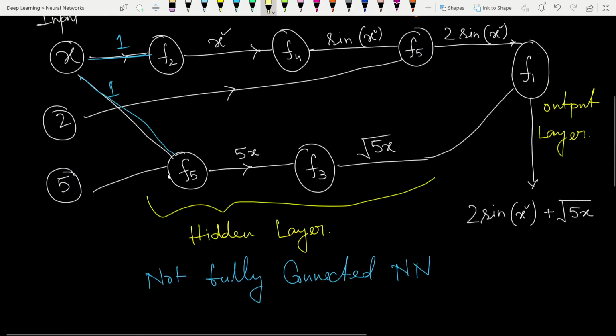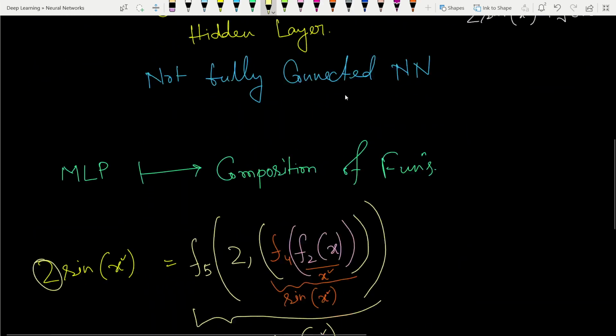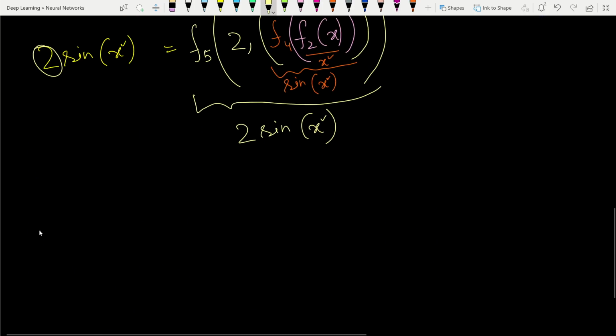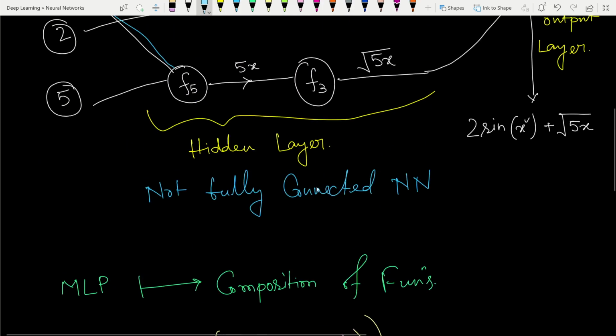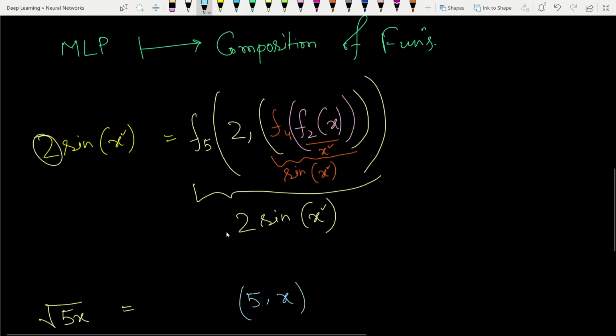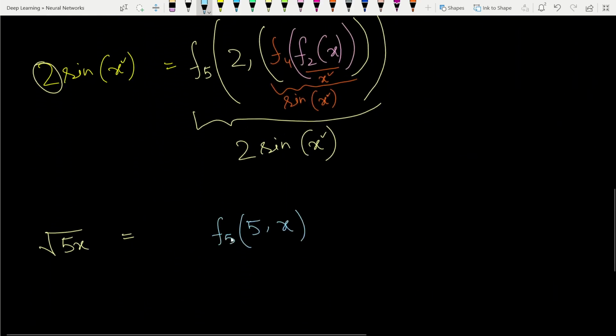Now let's make the composition for the other part, root 5x. Similarly, pause this video and try to make it yourself. First we have to make 5x. To make 5x we require two inputs, one is 5 and one is x, and on top of these we apply the multiplication function. What is the multiplication function here? It is 5x, so this will give the output 5x.